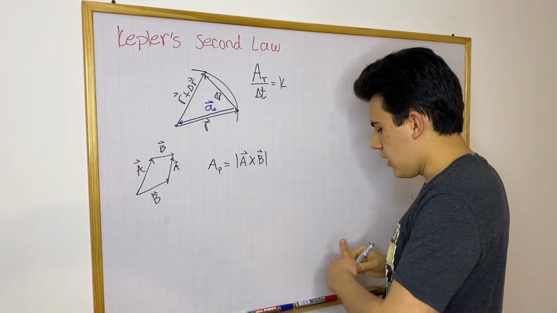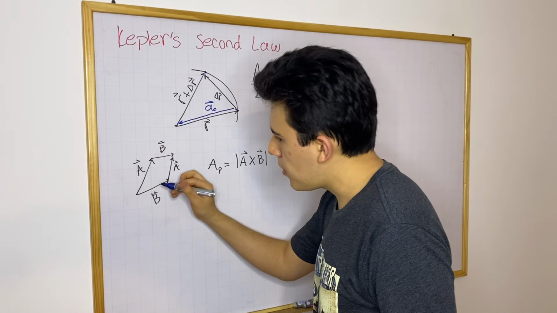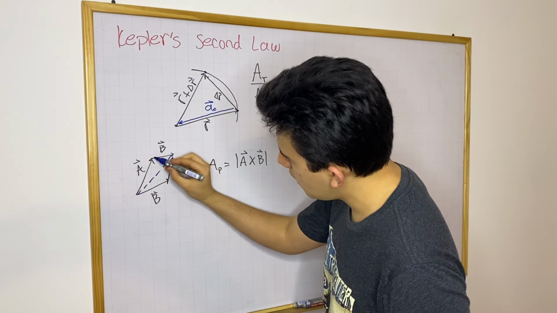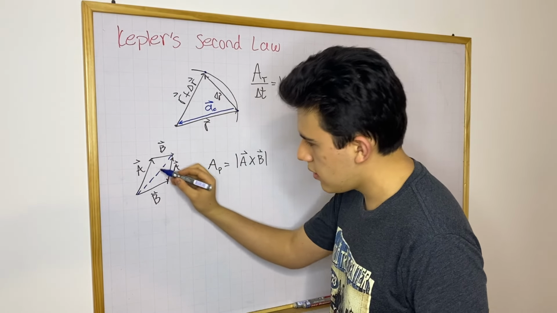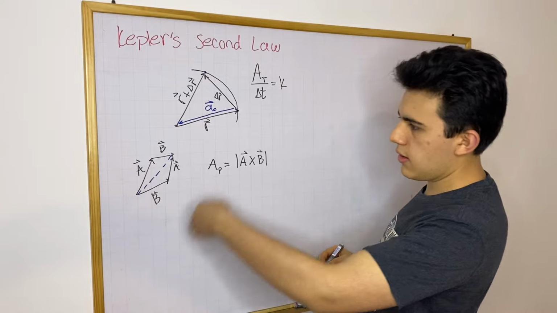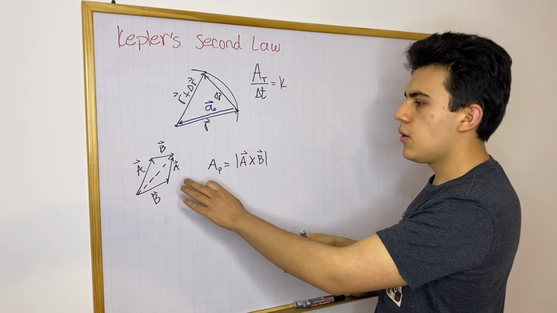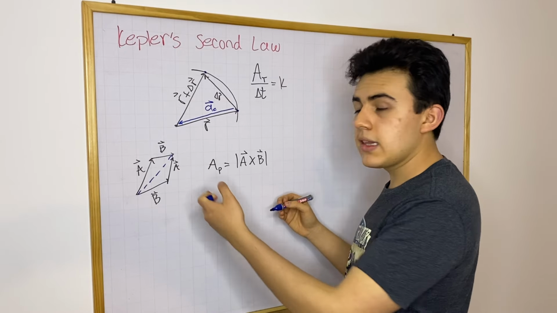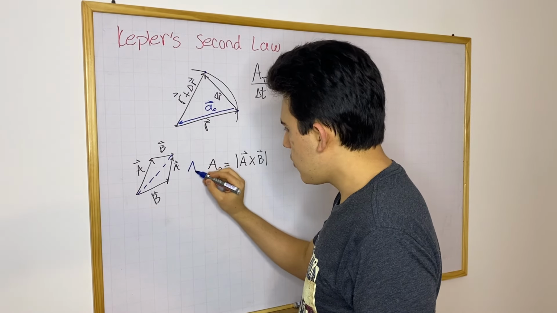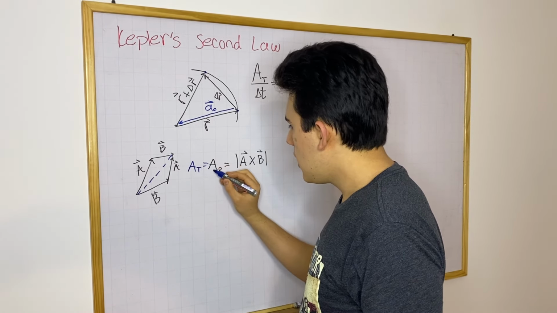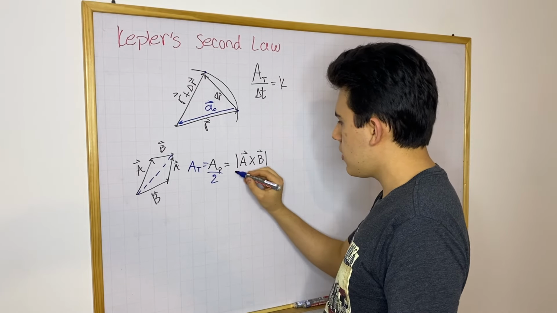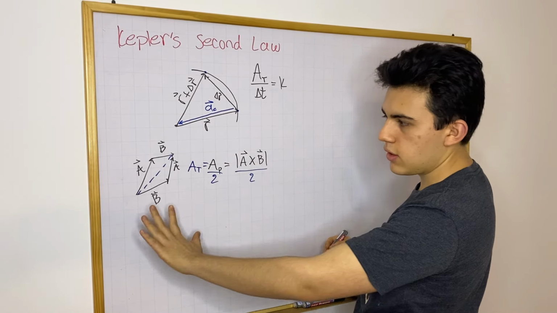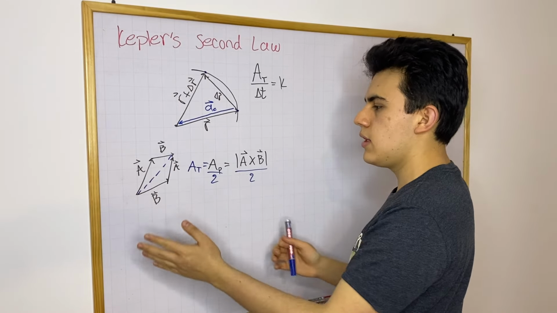Now, notice that if you split a parallelogram in half, you can divide it this way or this way. It doesn't matter what division you make, if you simply split a parallelogram in half, you're going to get the area of a triangle, okay? So then we can say that the area of a triangle is going to be half the area of a parallelogram, meaning it's going to be half the magnitude of the cross product between the two vectors of this parallelogram.